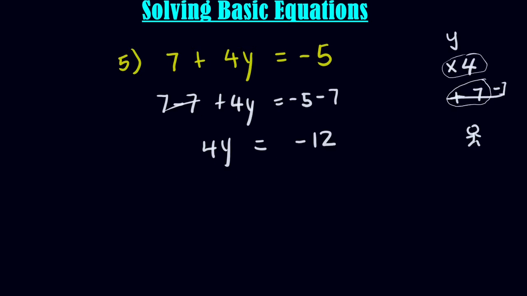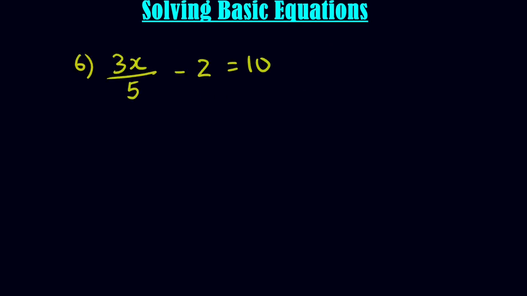Now we need to get rid of that 4 that is multiplying by the y. So the opposite operation is division. So we need to divide by 4 on both sides. 4 into 4, we're left with y. And 4 into negative 12 gives us a negative 3.